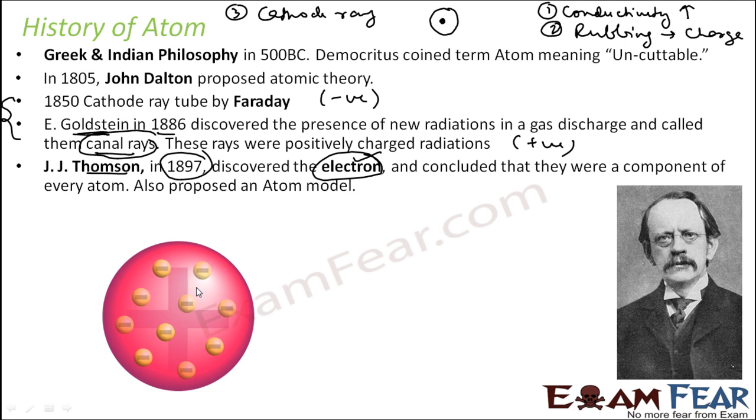Right? So by this time it was actually known that the atom consists of proton and electron. Please note there is no discussion about neutron till now. So by this time chemists knew that atom consists of proton and electron. So they proposed various models.